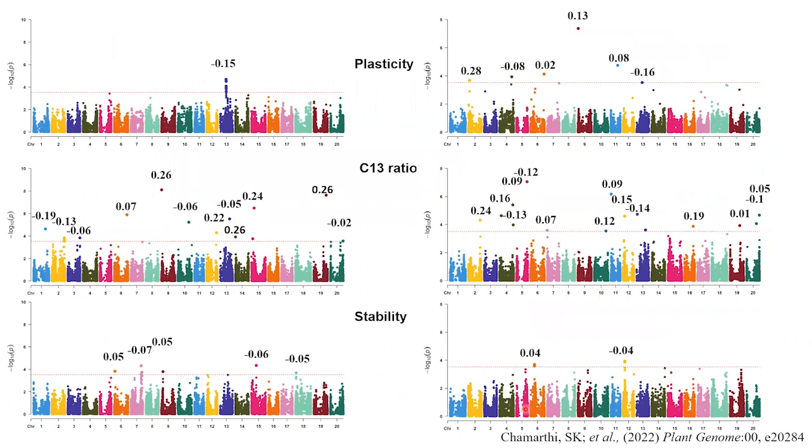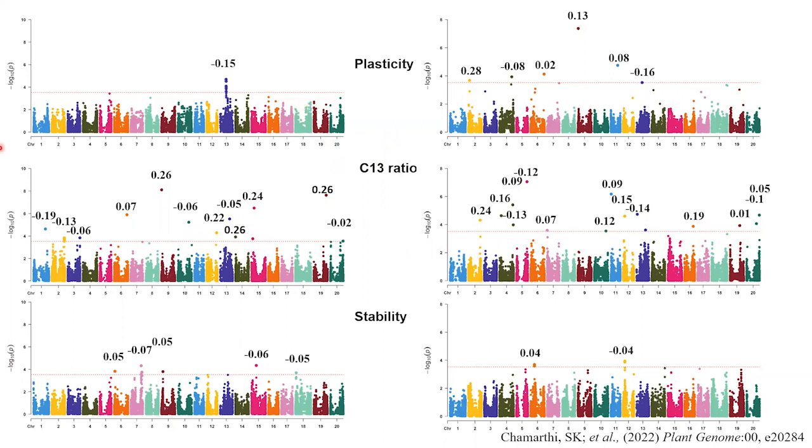So now I'm showing you just a simplified Manhattan plot with chromosome going from the start of chromosome 1 through the end of chromosome 20 on the horizontal axis. And on the vertical, this is a measure of how significant it is. It's a negative log 10 p-value. So anything above this little dotted line would be significant. Going from top to bottom: plasticity, C13 ratio, and stability. Panel 1 is on the left and panel 2 is on the right.